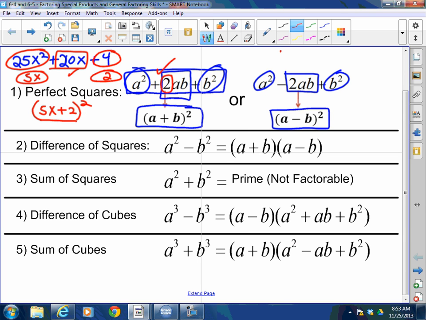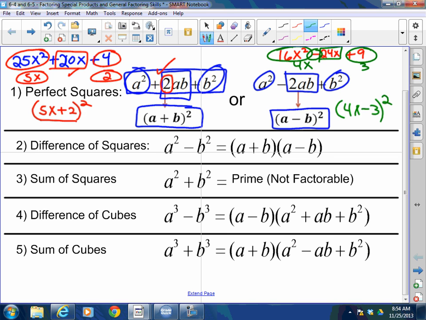Now, how about if I go 16x squared, plus 9, and here minus 24x. Okay, let's see. Is 16x squared a perfect square? What's the square root of that? Is 9 a perfect square? What's the square root of that? What is 4x times 3 times 2? 24, is that correct? So there's a minus here, so it's going to be (4x - 3) squared. Does that make sense, guys?